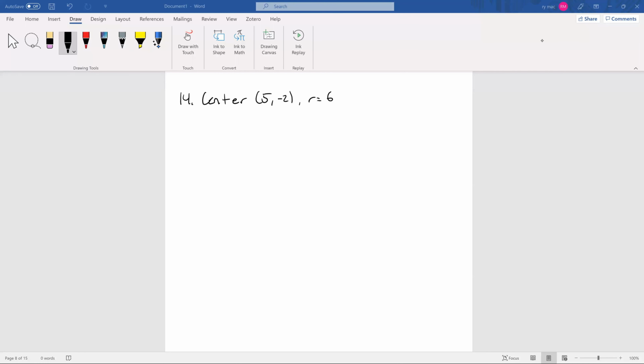All right, number 14, it says, write the standard form of the equation of the circle with the given center and radius, our center being (5, -2) and our radius equal to 6. So it's really just asking for the standard form. So remember your equation for that is, oop, already started off bad.